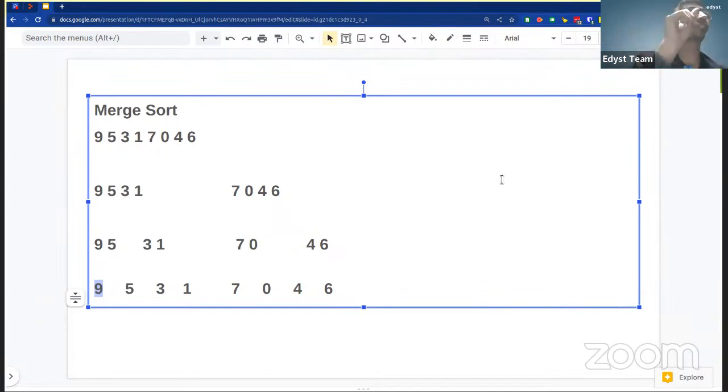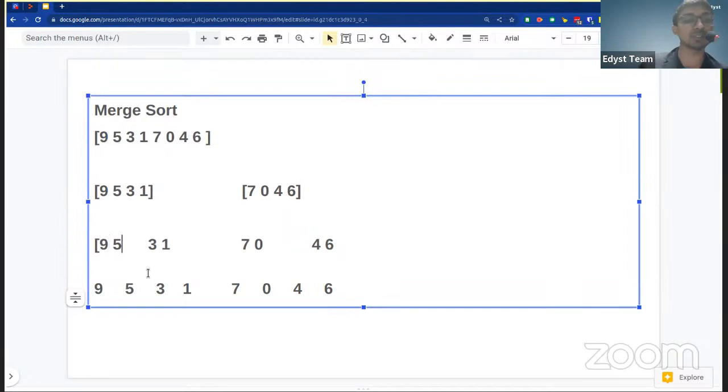Sorted. If I have just one element in the array, is it sorted or not sorted? Sorted, right? So we had this list to begin with. Then we divided it into two halves like this, and we said sort both the halves. Is it okay? If I want to sort both the halves, this also needs to be divided into two halves. So you divide it into two halves.